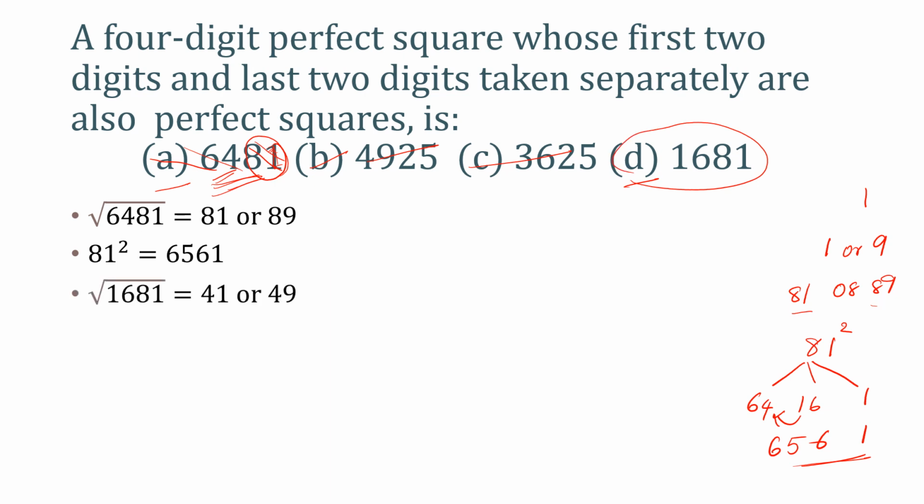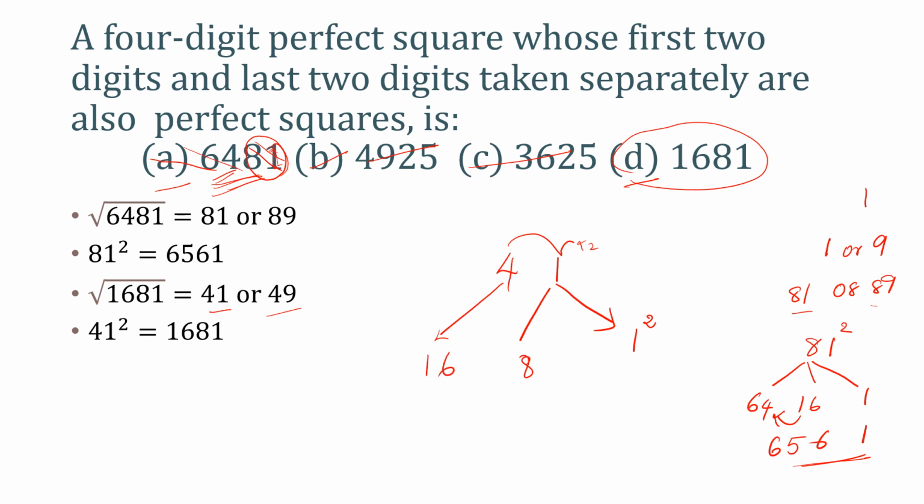Its square root should be either 41 or 49. Here 41 squared: the ones part is 1 squared, that is 1, the middle part is 4 into 1 into 2, that is 8, and the last part is 4 squared, that is 16. So 1681 is 41 squared. So our option D is correct.